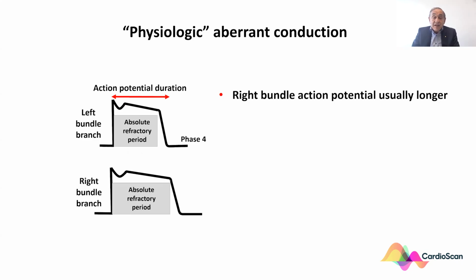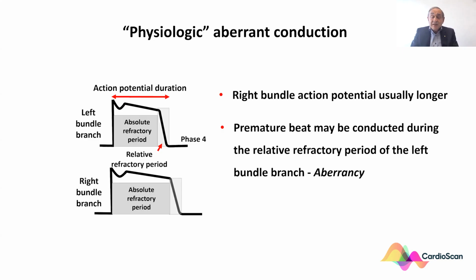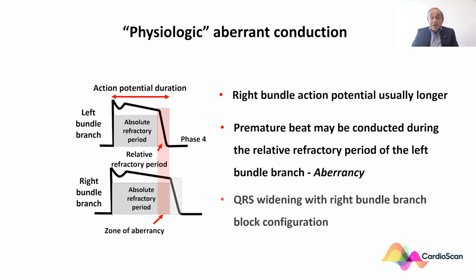During phase 3 is the relative refractory period where conduction may occur. Now, as can be seen, a premature beat may be conducted during the relative refractory period of the left bundle branch, resulting in aberrancy. That means that there is a zone of aberrancy here, where there'll be conduction through the left bundle branch, but not through the right bundle branch, which is in the absolute refractory period. There is therefore QRS widening, with right bundle branch block configuration.